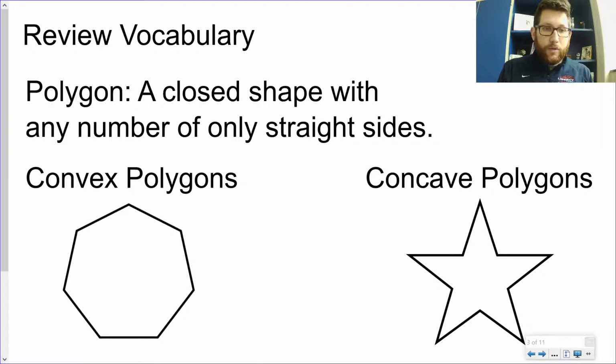All right, so let's keep moving forward here. Let's review some vocabulary. So remember a polygon. It's a closed shape with any number of only straight sides. So it only has straight sides, and it can have any number of them.